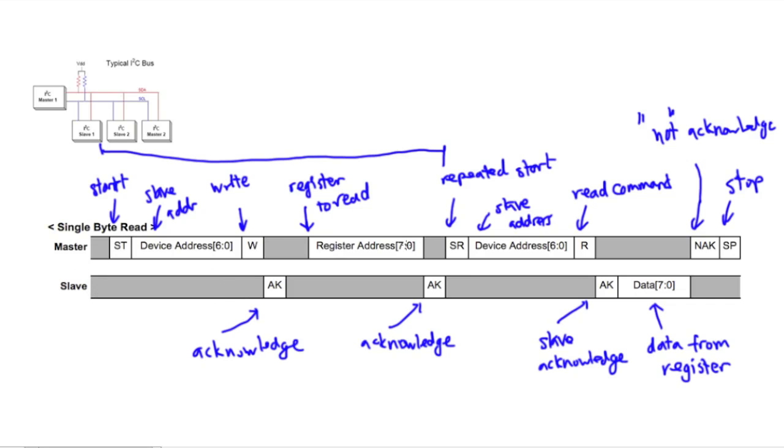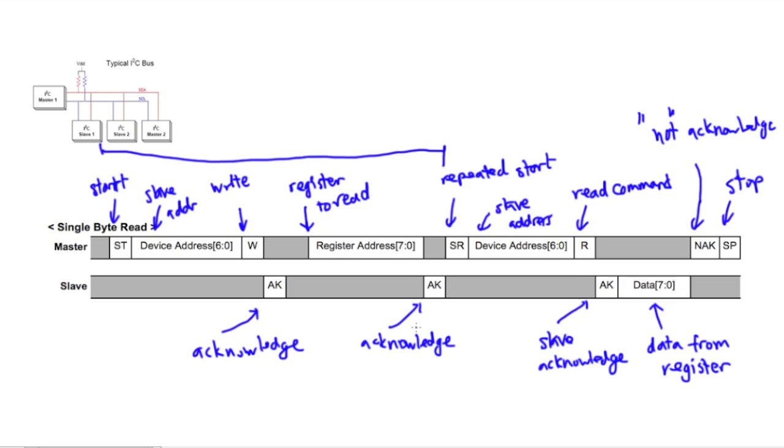Just to review, the master is going to send out a start signal, which initiates the I2C. Then it's going to send out the slave address, which is used to tell a particular slave which one it wants to talk to. Then it's going to send out the write command. The slave is going to acknowledge it if it received that data, and then the master is going to send out which register it wants to read.